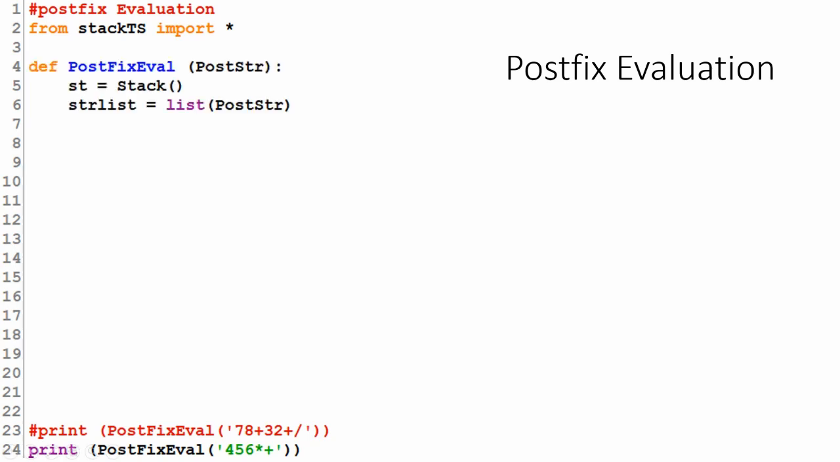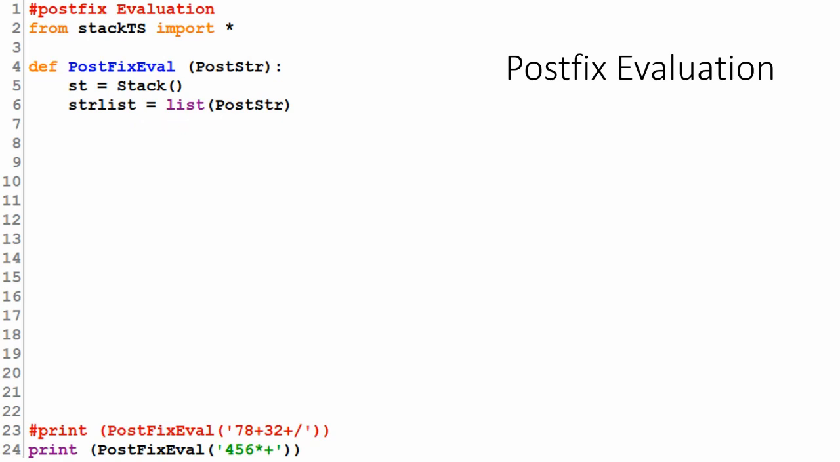So now if you look at the Python implementation, we just use the function definition over here. This function is called postfix evaluation, and it is going to get the postfix string as an input argument. Then an object is created by the name st for a stack. Then the string is converted into a list. By using the list constructor, we have created a list, so every character is going to be an individual element in the list.